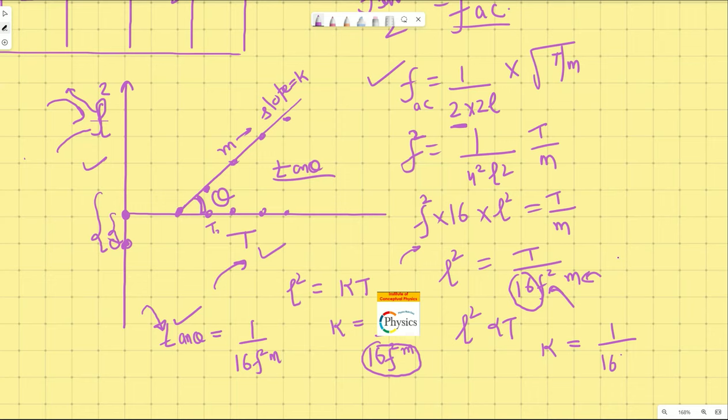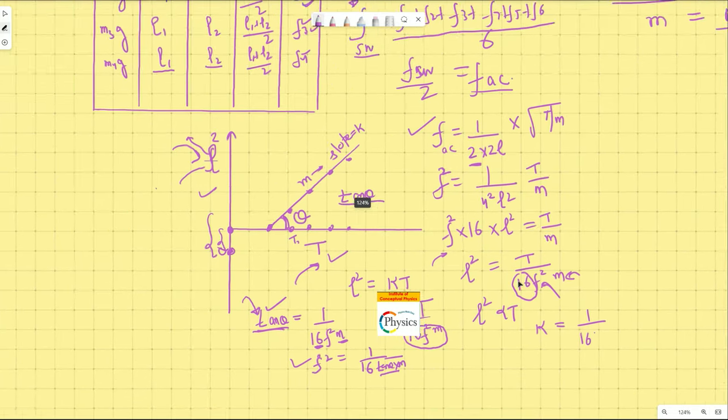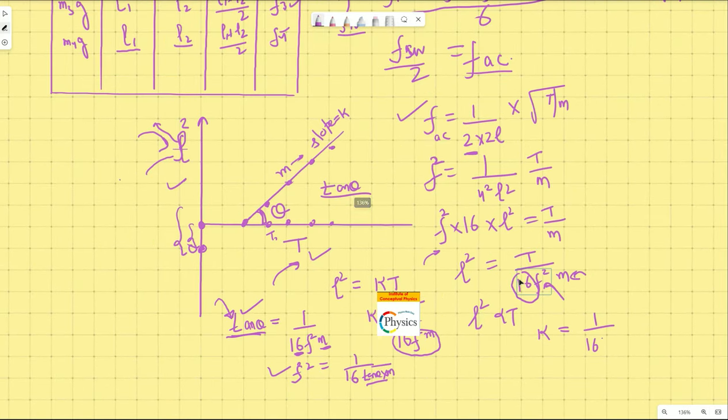So what do you do? The 16 is known, the slope is known, m is known. So we can find f square equal to 1 upon 16 tan theta into m, right? Because we know the slope. So we can find the frequency of this particular signal even using the slope of the graph. So this is another way.